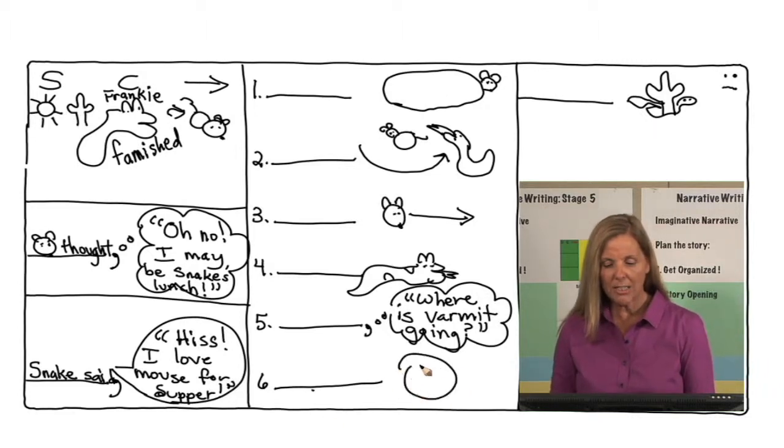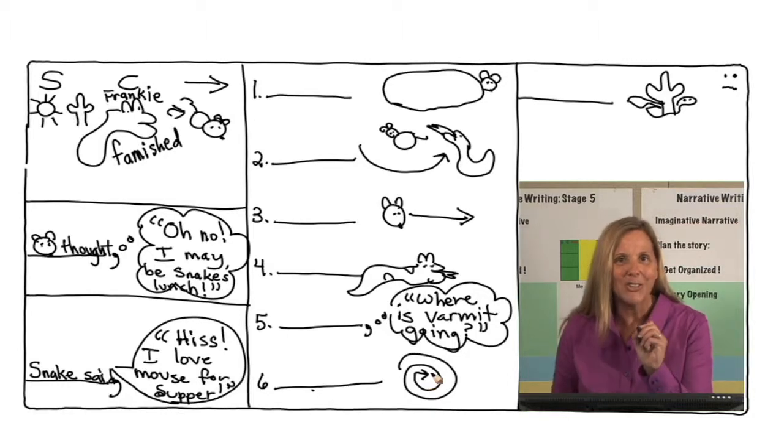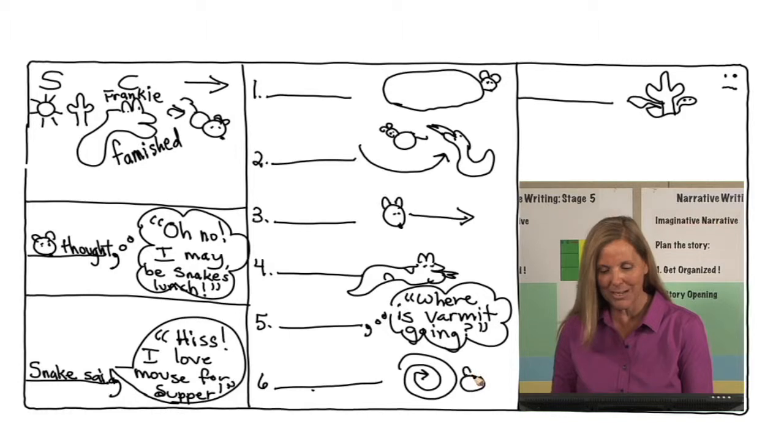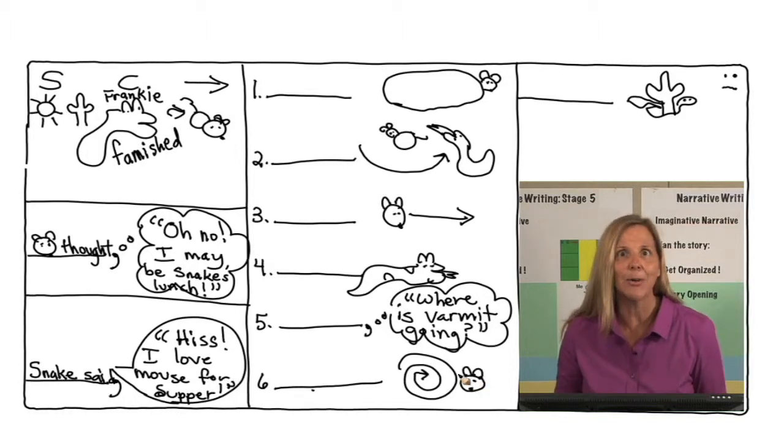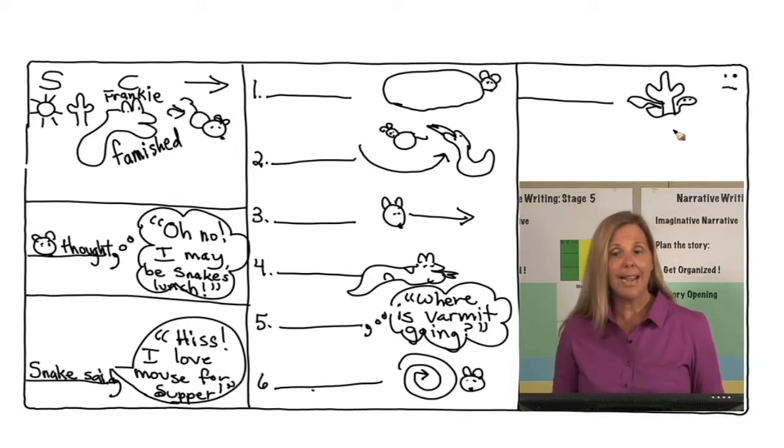Maybe he chased the mouse around and around in the circle. So the mouse, the clever mouse, started running around and around in a circle. Let's put the mouse here so we can remember that he was chasing the mouse, but the mouse was doing it. The mouse tricked him. And at the end, the snake was tangled on the cactus.